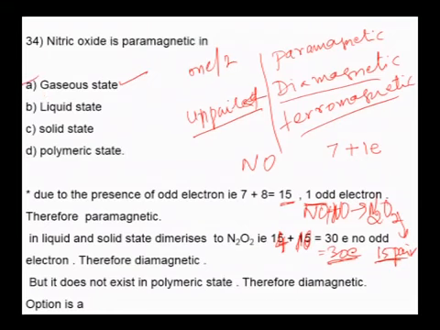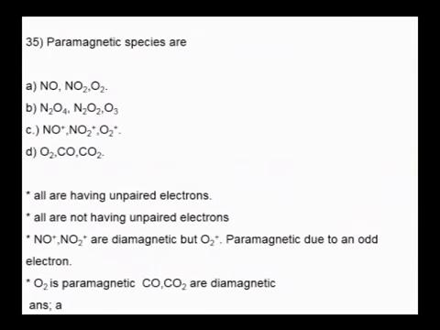Let us see the next one. Paramagnetic species: the options are A, NO, NO2, O2. B, N2O4, N2O2, O3. Option C, NO2, NO plus, NO2 plus, O2 plus. Option D, O2, CO, CO2. The paramagnetic nature of molecules is decided by the presence of an odd number of electrons.